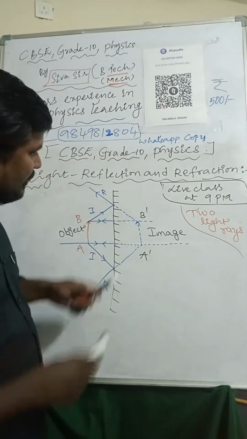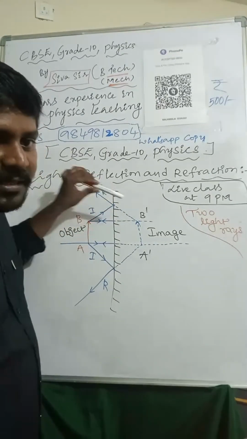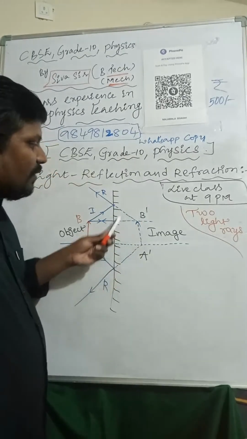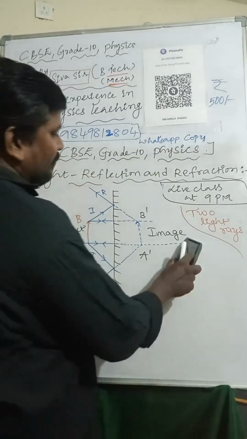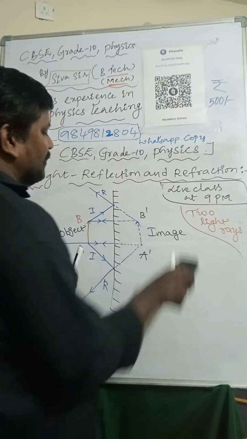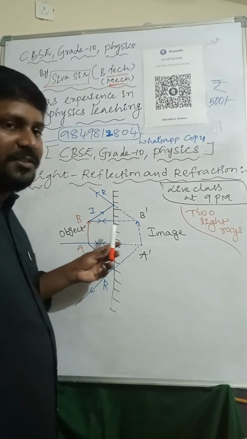Here you can see these reflected light rays. These are the reflected light rays meeting at one point. Here also reflected light rays. So why are we drawing with dotted lines? Because the image is a virtual image. What type of image will form? Virtual image.